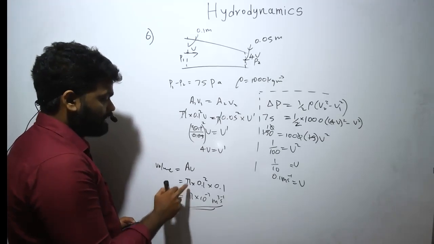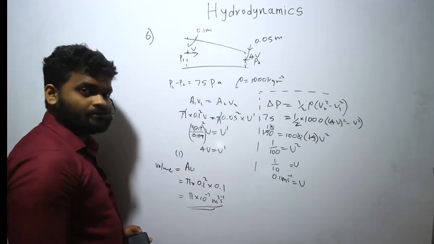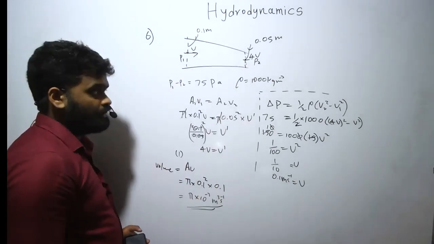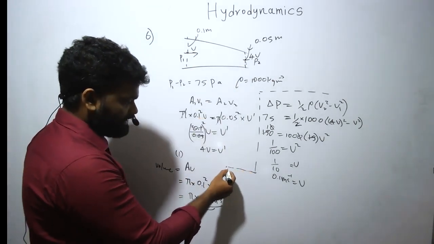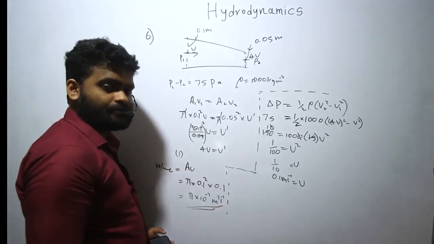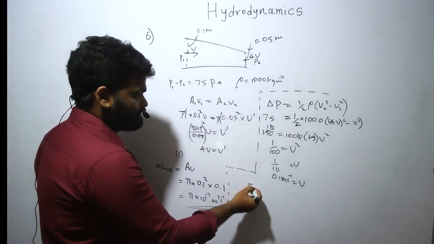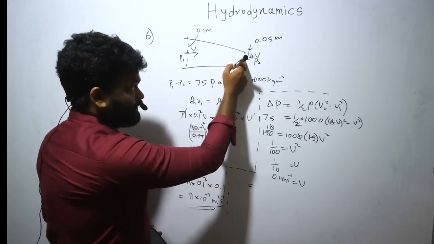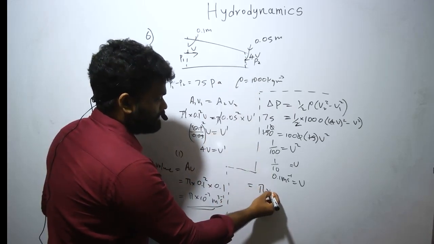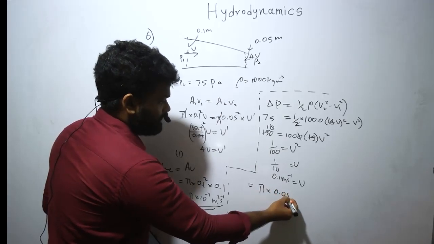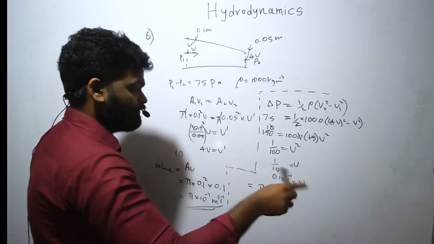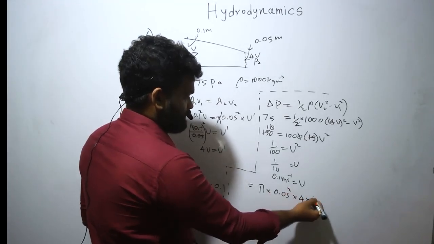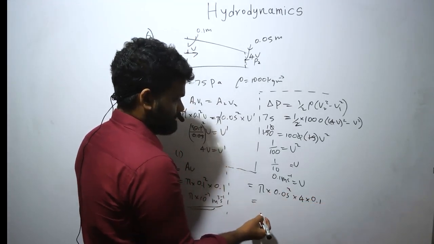So here I just applied these two first case. Someone could apply that to here, right? But you should get the same answer if you correctly substitute the values. I'll just show how to apply it here. Okay, if you apply it here, so pi r squared is 0.05 squared, 4v, right? 4 times velocity, 0.1, right?